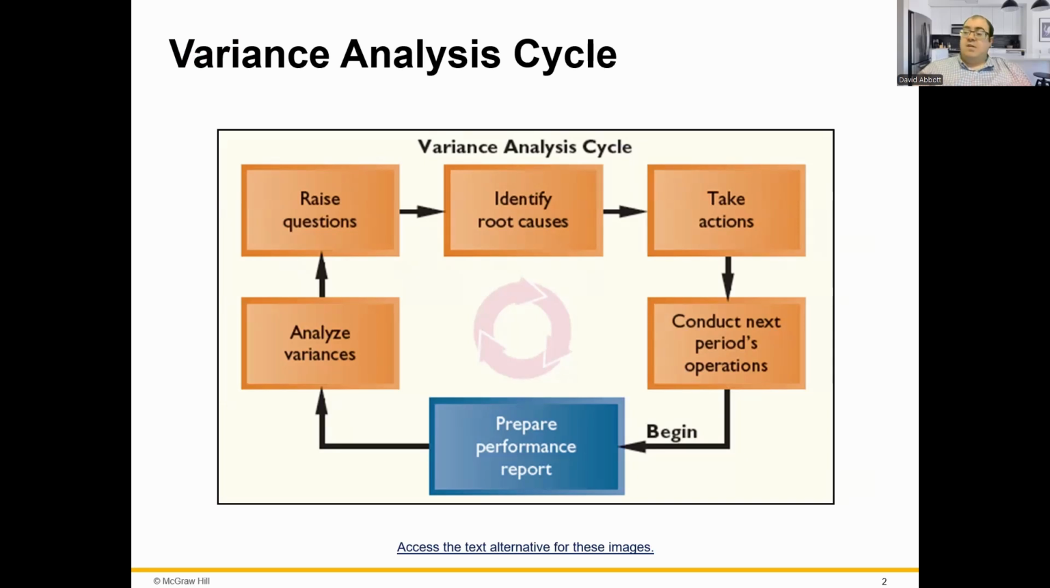The variances raise questions such as, why did this variance occur? Why is this variance larger than it was last period? The significant variances are investigated to discover their root cause. Corrective actions are taken. Next period's operations are carried out and the process is repeated.